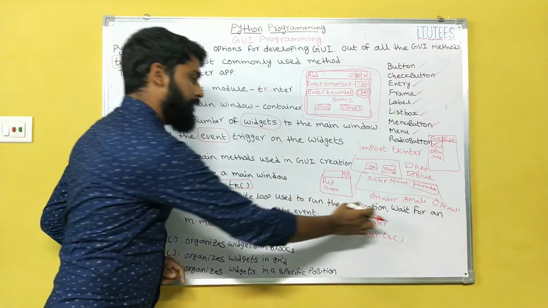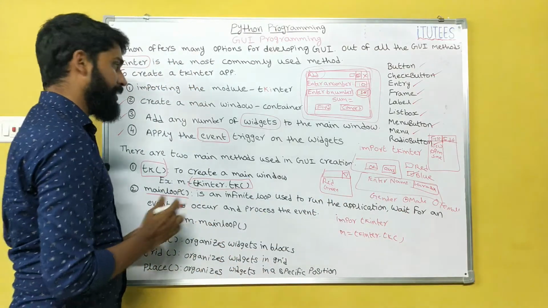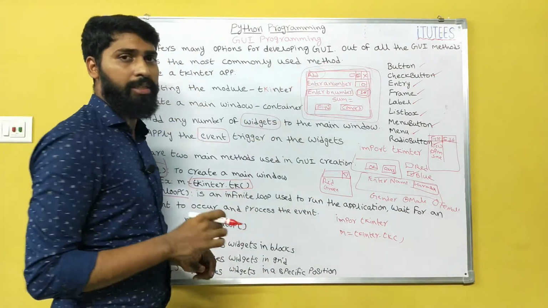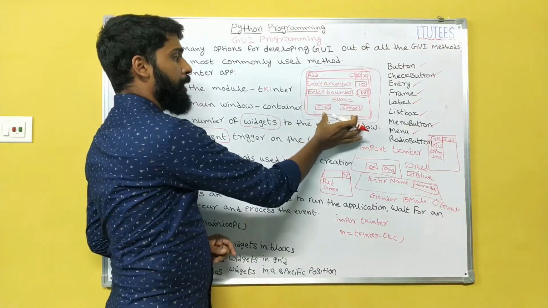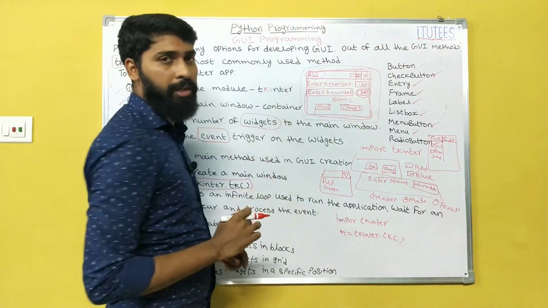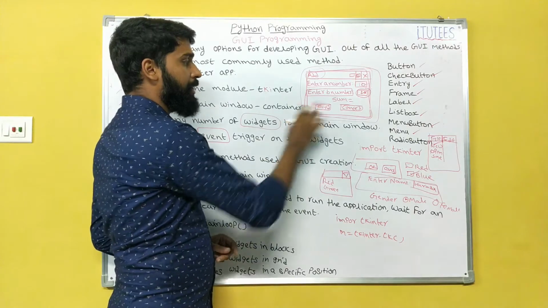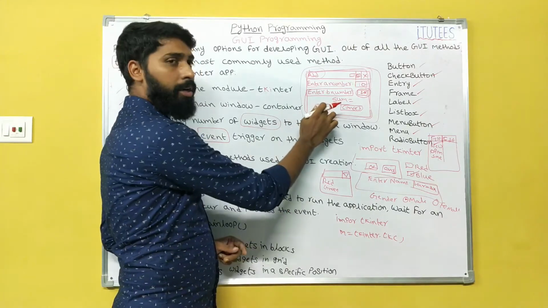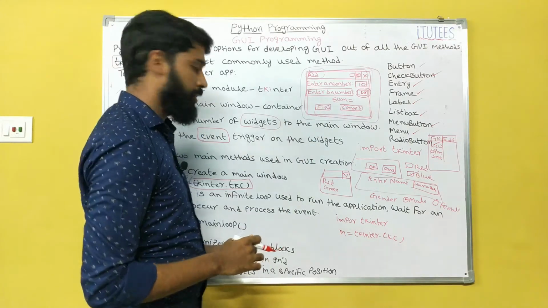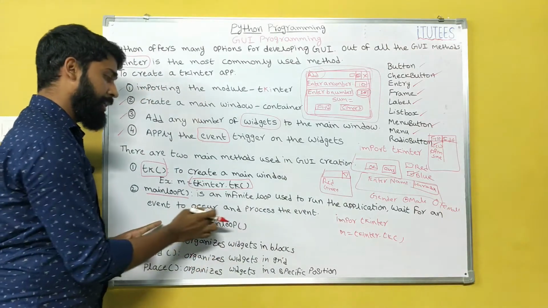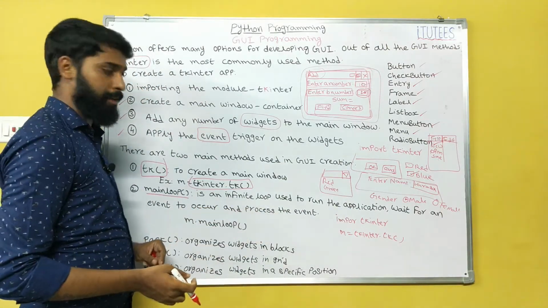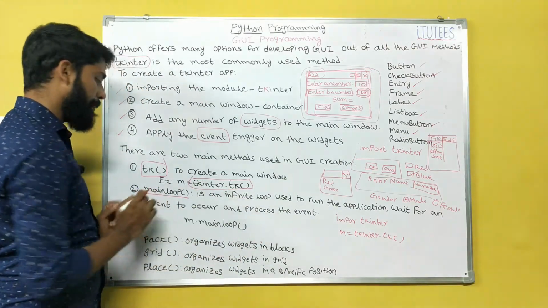Okay. And another one is that it waits for an event. Here the window appears and stays until you click on this close button, and it is waiting for an event to occur. An event is nothing but a click on this button. If you click, then it processes the event. That is the purpose of mainloop.